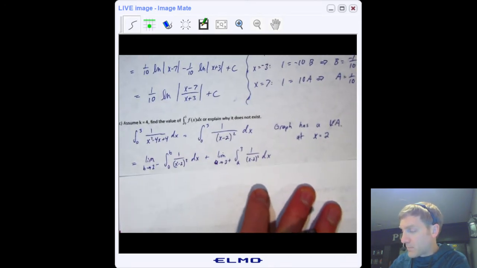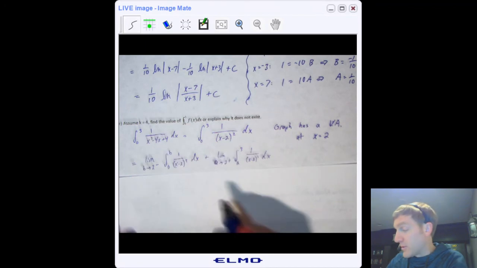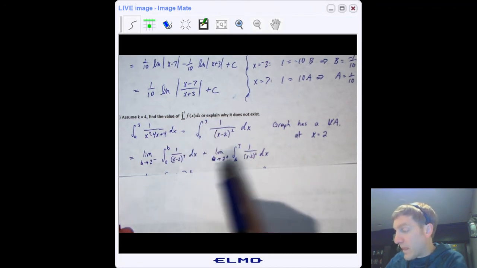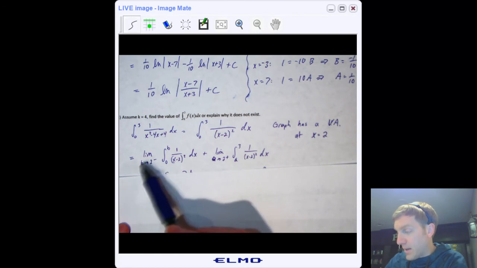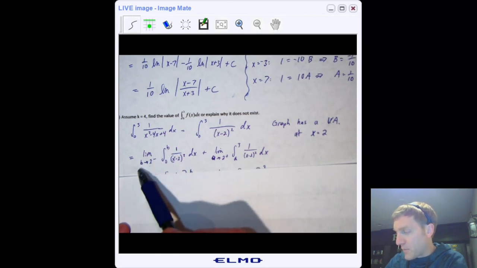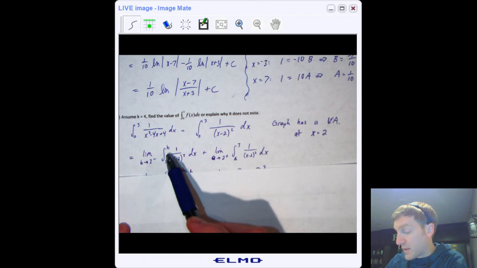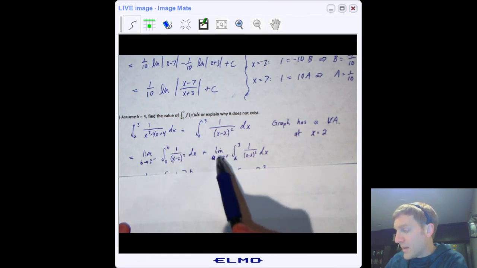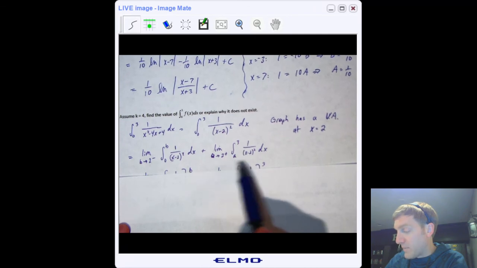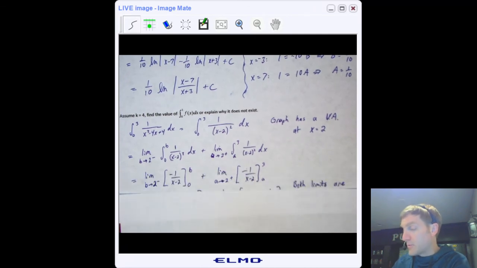Improper integral. So I'm going to set it up as two different integrals. The first integral from 0 to 2, plus the second integral from 2 to 3. And then for each of those I take a limit. I replace the 2 with the b, in the first limit as b approaches 2 from the left, because b is the right bound of this. And then replace the 2 with the a, limit as a approaches 2 from the right, because a is the left bound of this. And then you do the antiderivative.